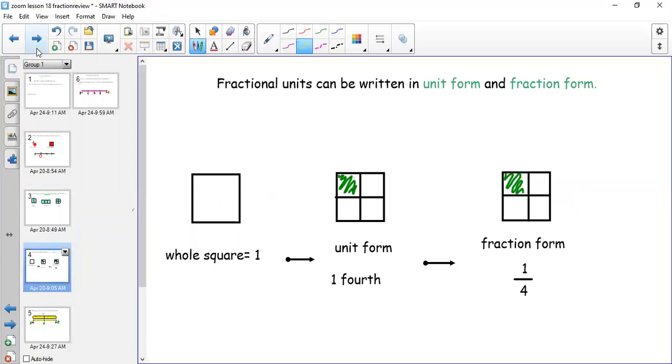We also learned that fractional units can be written in 2 forms. We can write them in unit form and in fraction form. For example, we have a whole square that is partitioned into 4 equal parts, and one of those equal parts is named. So the unit form, which is the numeral 1 and the word fourth, is written 1 fourth. And the fraction form to express 1 fourth is 1 fraction bar 4. And we state this the same as the unit form, 1 fourth.